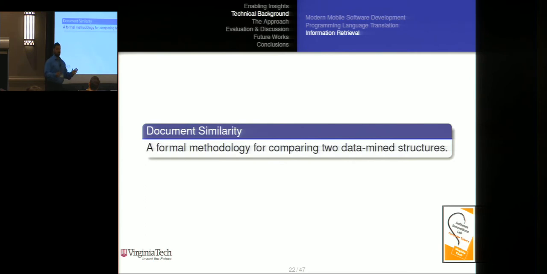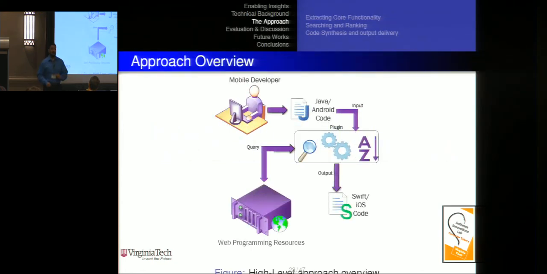Document similarity, just so we're all on the same page, is just a formal methodology for comparing these two documents. This is crucial. If we can't compare them, we have no idea which one is more similar to the Android code block.